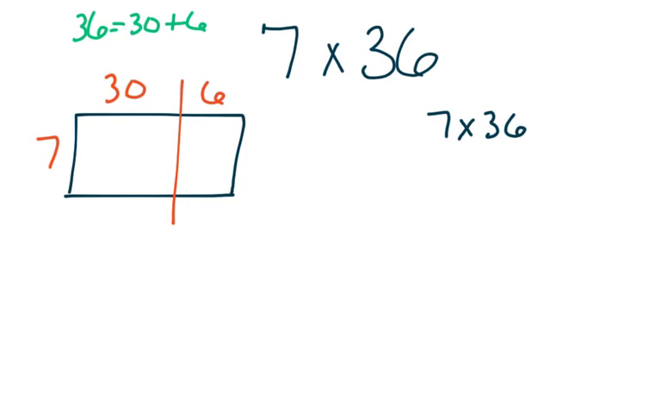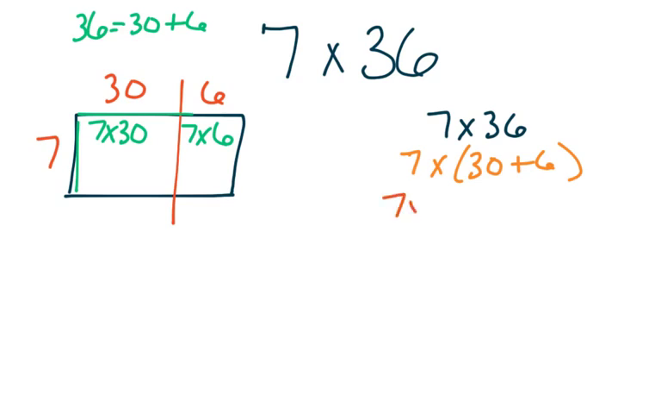Okay, here I have 7 times 36. I've expanded 36 into 30 plus 6. 7 times 30 plus 6. My next step is to write my partial product equation. 7 times 30, 7 times 6. Over here, I'm going to distribute my 7 inside of my parentheses. 7 times 30 plus 7 times 6.